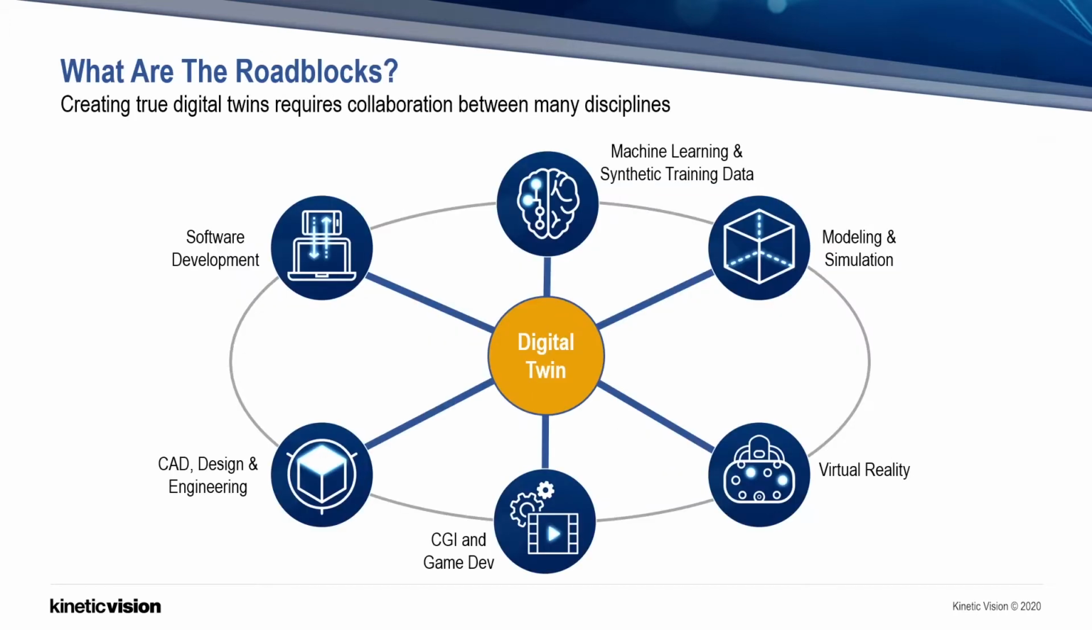The advantages of digital twins are well understood, so why aren't they routinely used for complex system development? Well, there are some roadblocks, the main one being that digital twin development requires collaboration between many disciplines, including design and engineering, CGI artists and VR, real-time simulation, software, and machine learning developers. Often these people are located in different functional groups, in different facilities, or even different countries. Most companies are not organized to easily bring teams like this together.